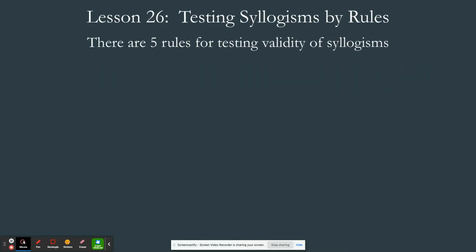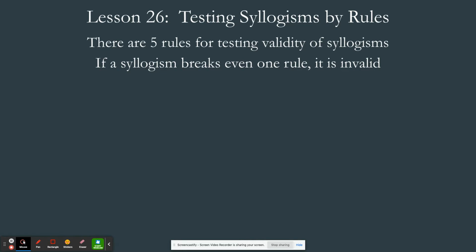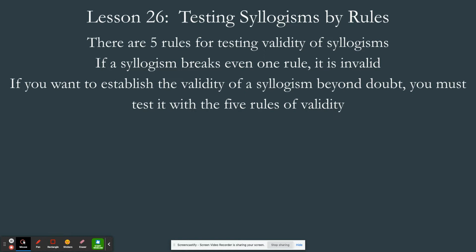So there are 5 rules for testing the validity of syllogisms. We'll take a test a week and a half from now. You will have to have these rules memorized. They are not long, they are not difficult, but you will need to know them in order. If a syllogism breaks even one rule, it's invalid. When you're testing syllogisms by rules, they have to go 5 for 5. If they go 4 for 5, it's an invalid syllogism. That's how easy this is.